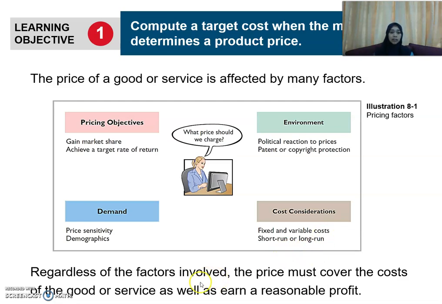Regardless of the factors involved, the price must cover the cost of the good or service as well as earn a reasonable profit. So basically from the company's point of view, whenever you want to set a price, the basic thing is that the price must cover your cost first, and then the price must cover the reasonable amount of profit that you desire, right?